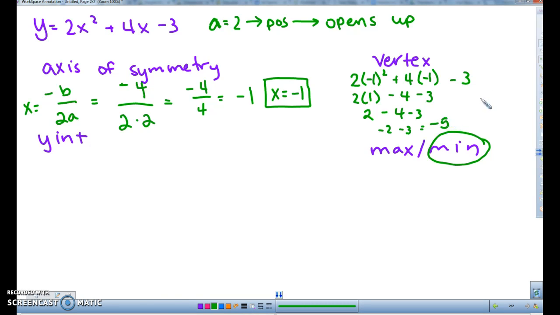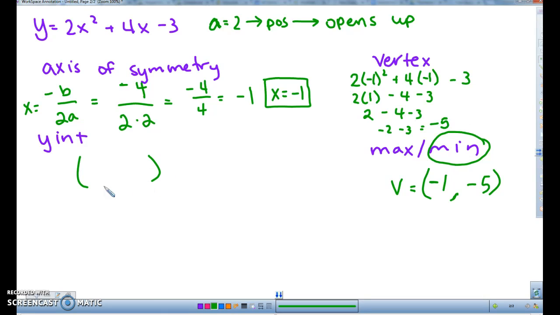So my vertex is a point. It's where that minimum point is. And so I need an ordered pair. Remember, we plugged in x equals negative 1, so that's going to be my x value. And my y is what I just found, that negative 5. So that's my vertex, which is a minimum.